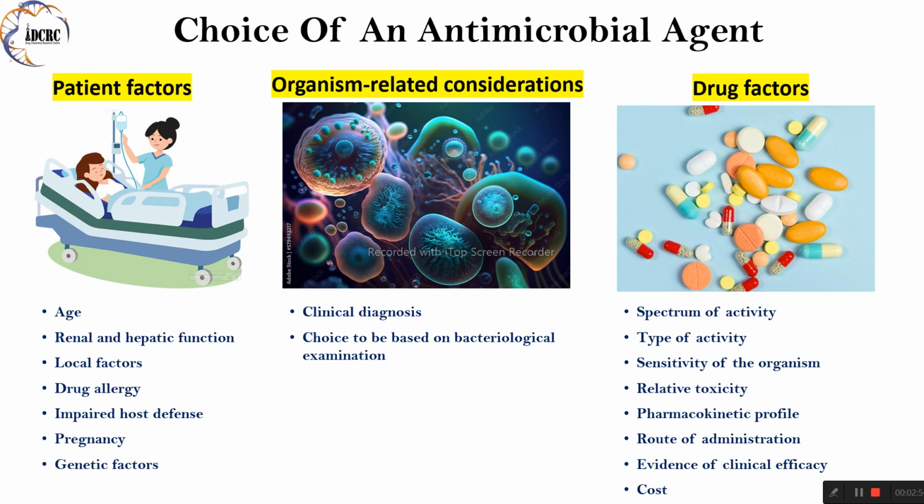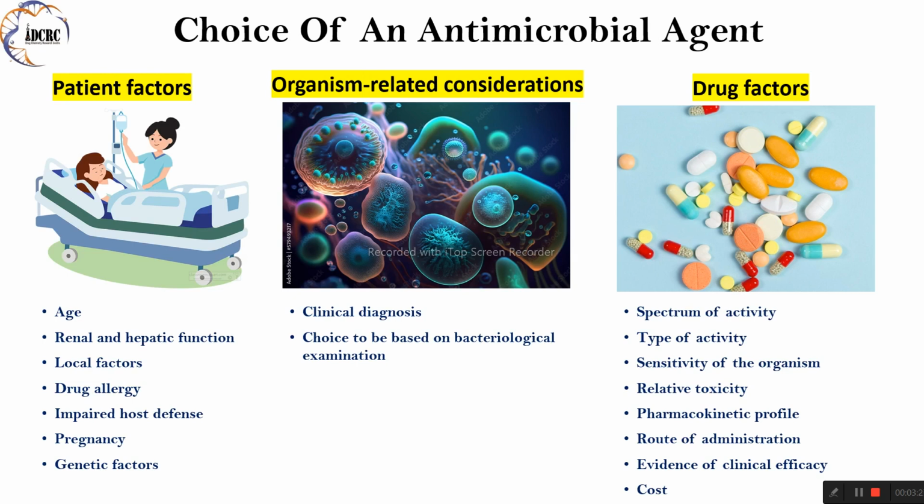Sensitivity of the organism. The susceptibility of the infecting organism to the antibiotic should be considered based on MIC values and post-antibiotic effect. Relative toxicity. Less toxic antibiotics are preferred when available to minimize adverse effects. Pharmacokinetic profile. The pharmacokinetics of antibiotics, including their absorption, distribution, and elimination, influence their effectiveness. Factors such as peak concentration, time above MIC, and tissue penetration are important considerations.